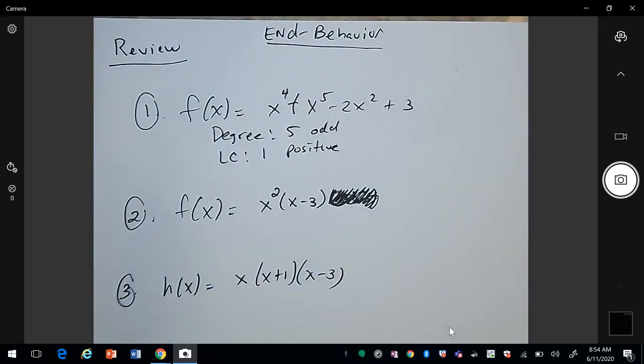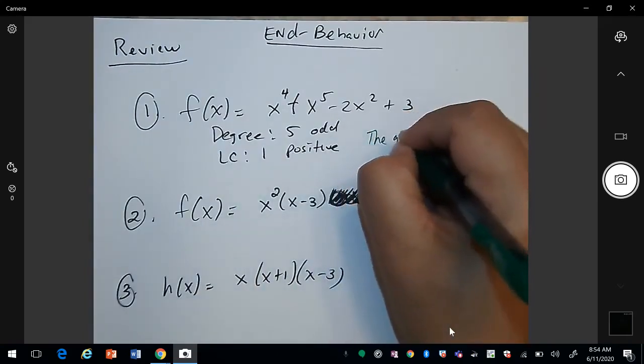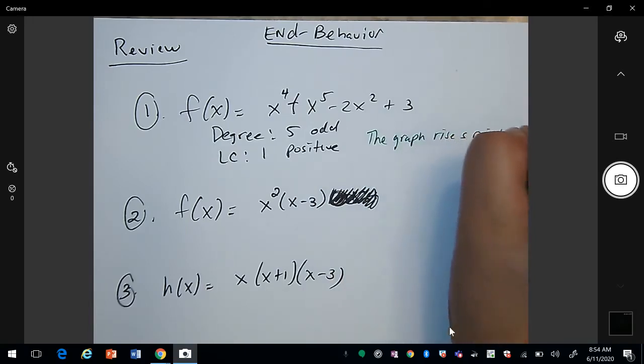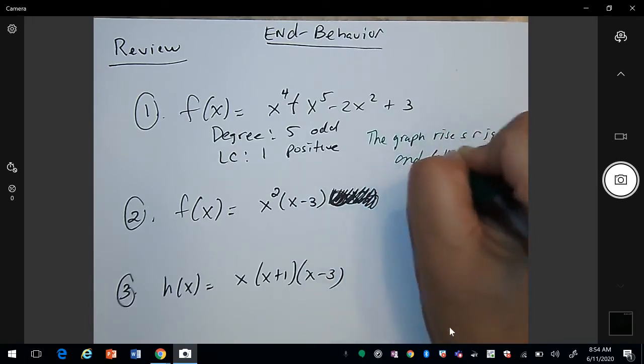So we can say that the graph rises right and falls left.